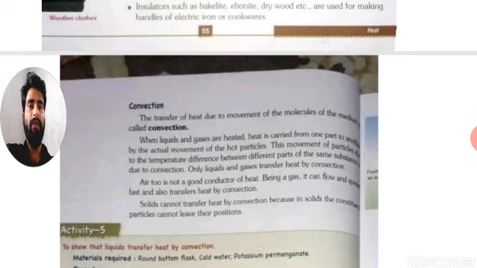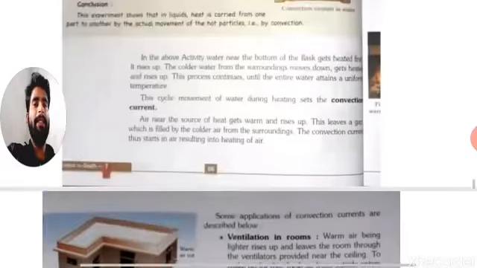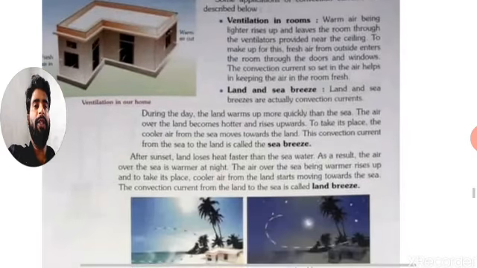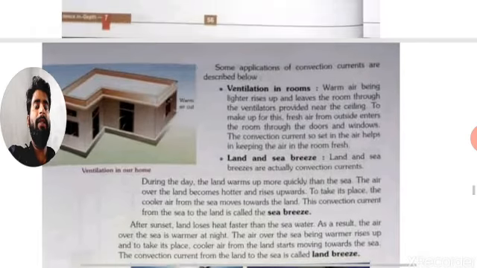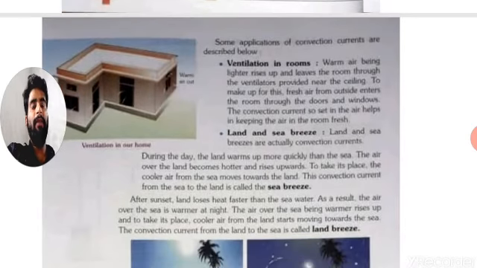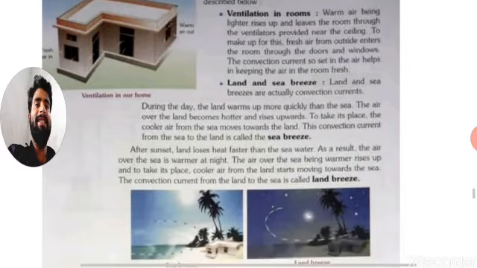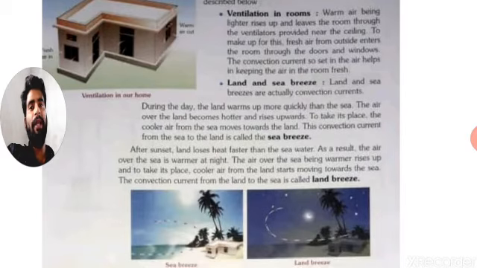This current is known as a convection current. Example: we can easily see the convection current in the ventilation of a room. In a room, warm air, being lighter, rises up and leaves the room, and cold air passes in through the windows and doors. Land breeze and sea breeze are also examples of convection current.